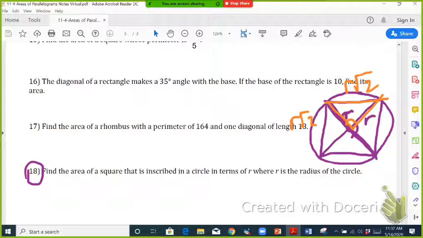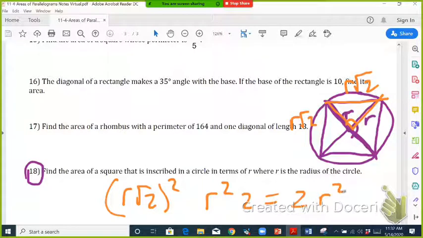So if you square the side length to get the area of the square, you get r squared times 2, or just 2r squared. So that would be the area of the square inscribed in the circle in terms of the radius. You just square the radius and double it.